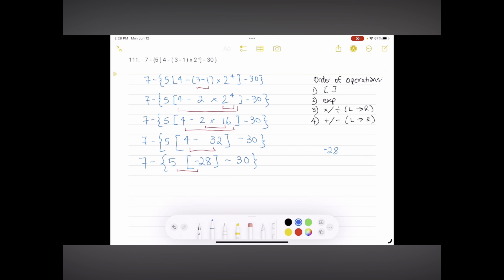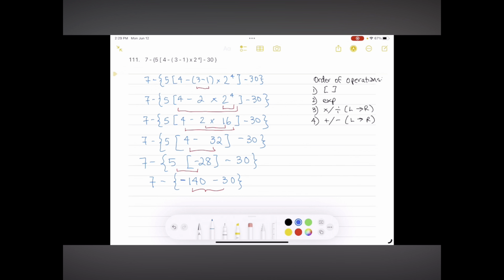So negative 28 times 5 will be a negative number. 5 times 8 is 40. Write down 0, carry the 4. 5 times 2 is 10, plus 4 is 14. Write that down. So it's negative 140 under 5 times negative 28. So we write down negative 140, bring down the rest of the equation, and now we have 7 minus negative 140 minus 30, but there is a bracket. So negative 140 minus 30.